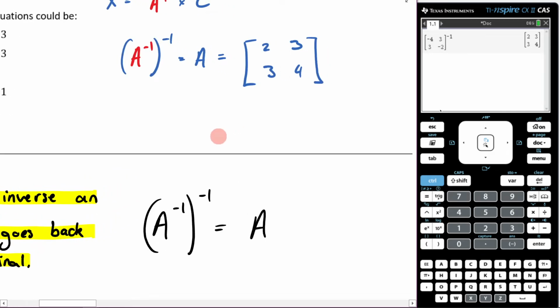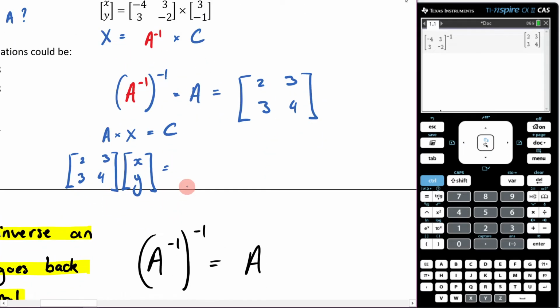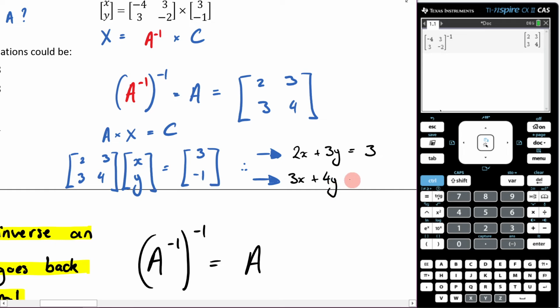So now, having found A, we can say A times X is equal to C. Now, A is going to be 2, 3, 3, 4. My X is X, Y, and my C is 3, -1. Therefore, the equations I'm going to get from this are 2x plus 3y is equal to 3, and 3x plus 4y is equal to -1.